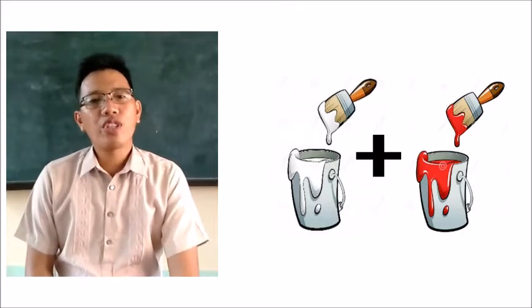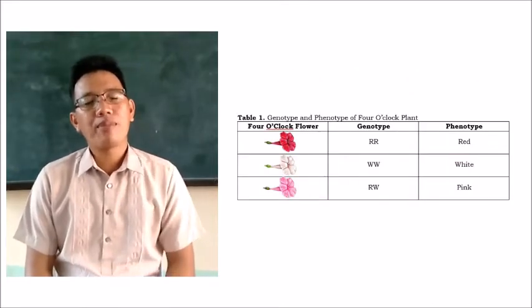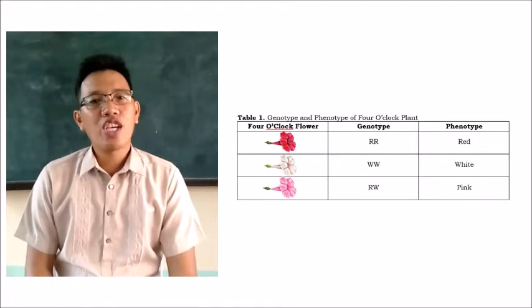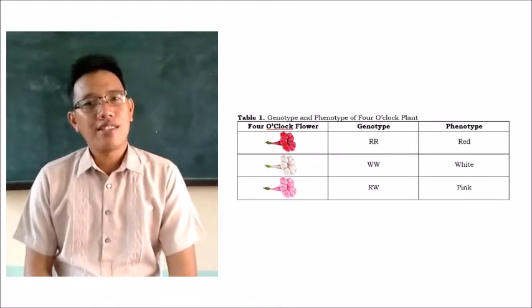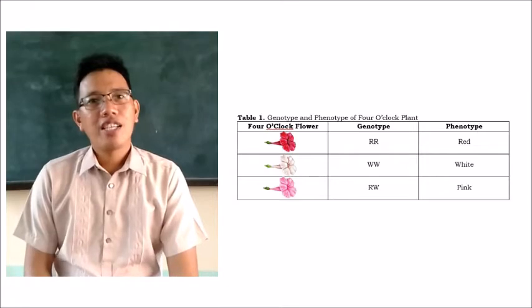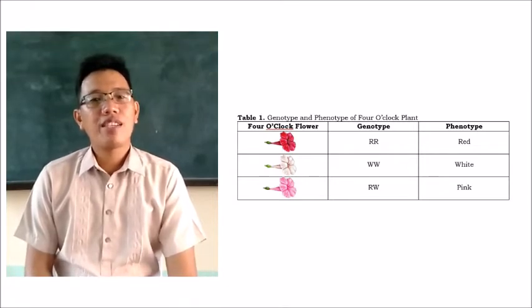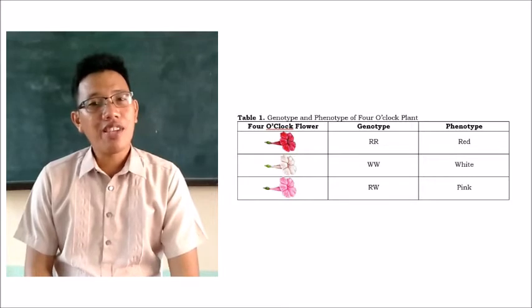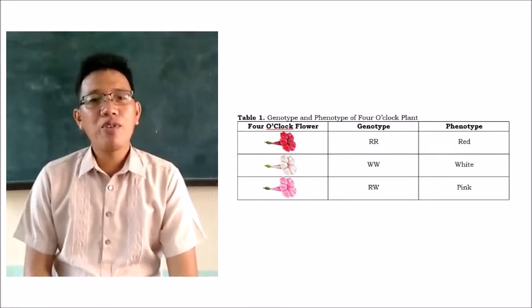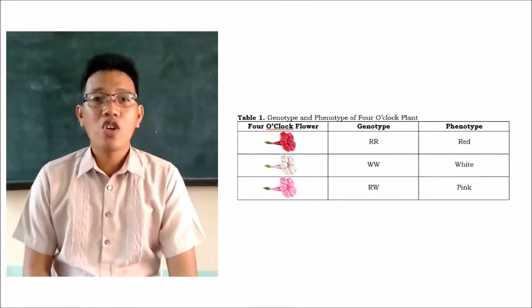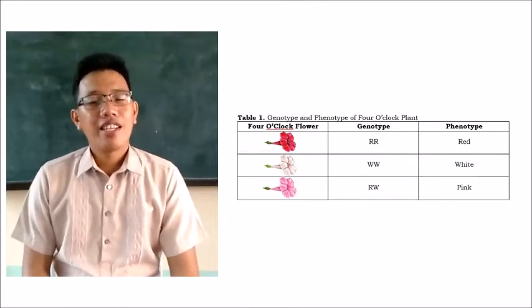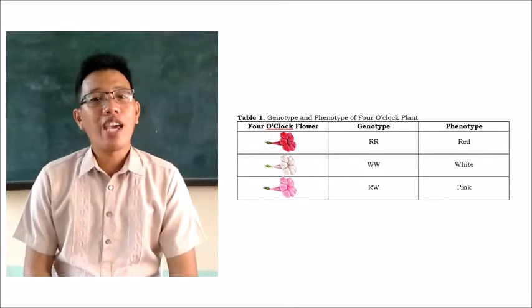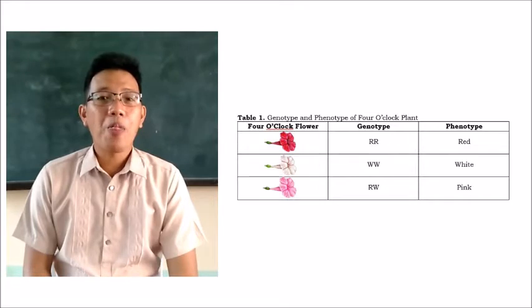If you look into the table for genotype and phenotypes of the 4 o'clock plant, you will see there the heterozygous and homozygous alleles. For RR, that is the genotype, and the phenotype is red. For WW genotype, the phenotype is white. Take note that RR, they are the same, meaning they are homozygous, and WW is still homozygous. And the RW genotype is now heterozygous. Its phenotype is pink.